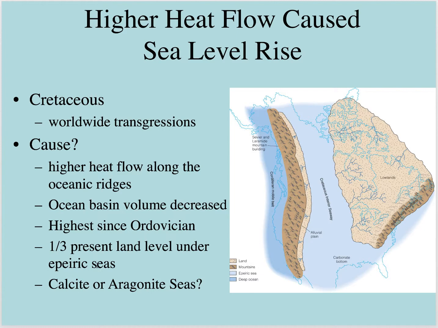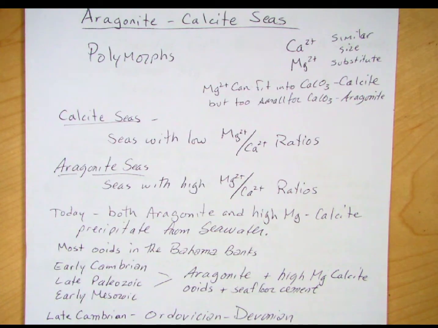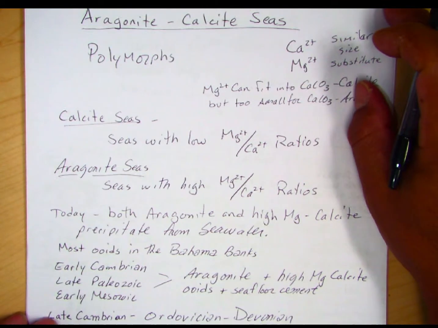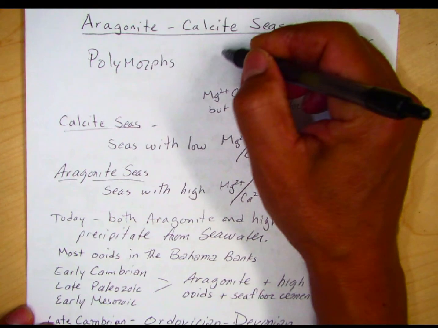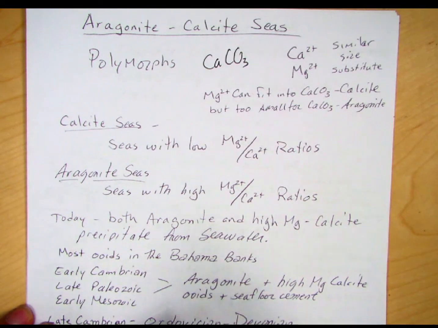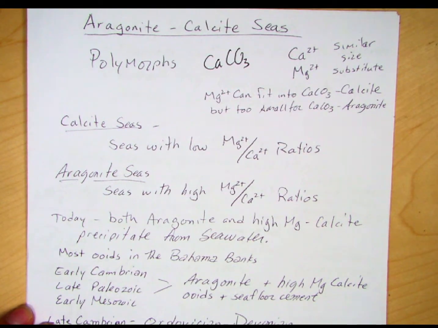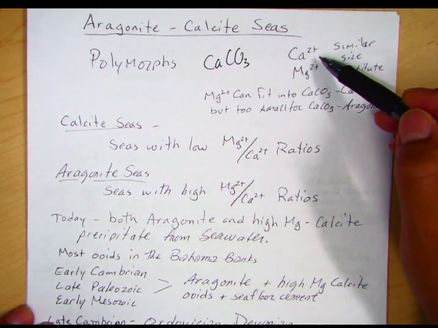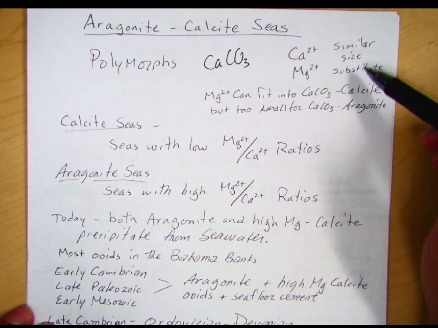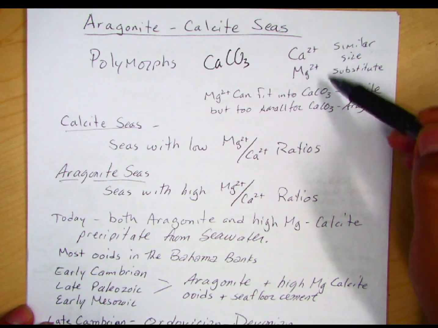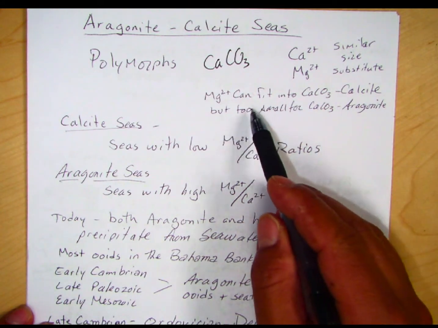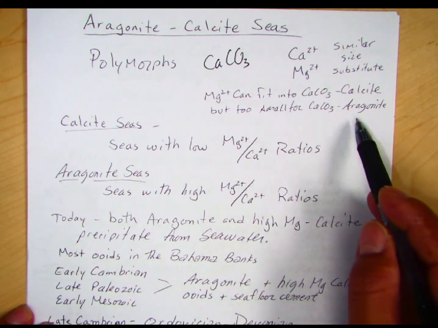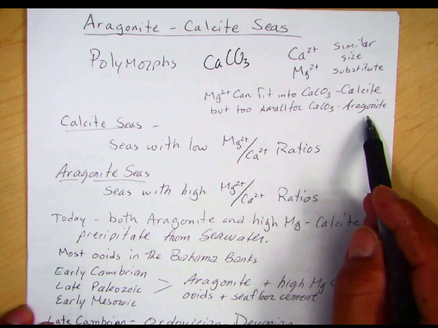Then I have this idea of calcite versus aragonite seas. So let's look at the document camera here. So aragonite and calcite are both carbonates, right? And they're polymorphs because they're both composed of calcium carbonate, except they have a different physical chemical structure. One thing is that calcium and magnesium are similar in size, and magnesium can fit into the calcite structure, but magnesium cannot fit very well into the aragonite structure, right? So it can fit into calcite but not into aragonite.